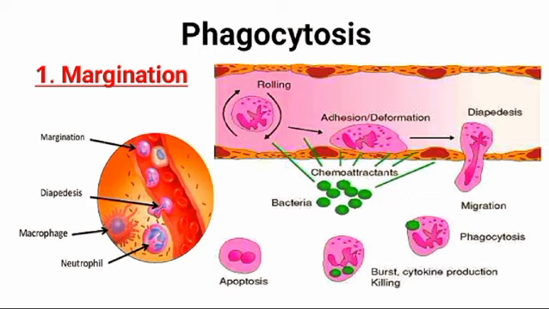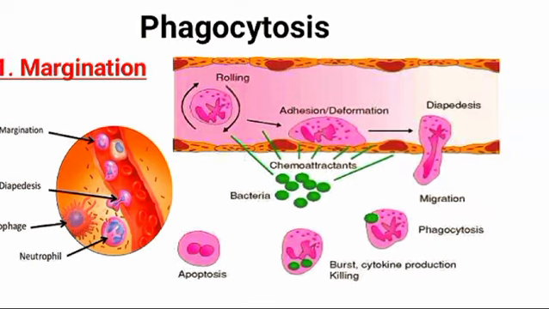Now, the first stage is called margination. In the area of infection, the neutrophils get marginated, that is, they get attached to the capillary endothelium and start rolling along its surface. This process is called margination or pavementing. The margination is caused by binding of selectins, which are cell adhesion molecules present on the endothelial cells, with the carbohydrate molecules present on the surface of neutrophils.